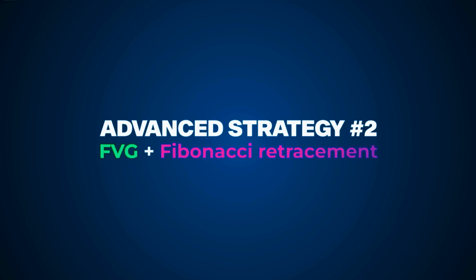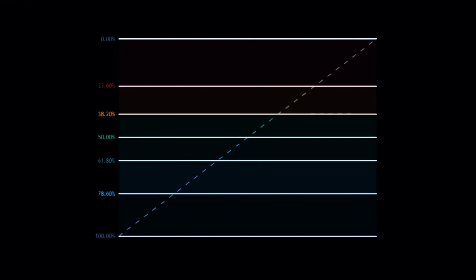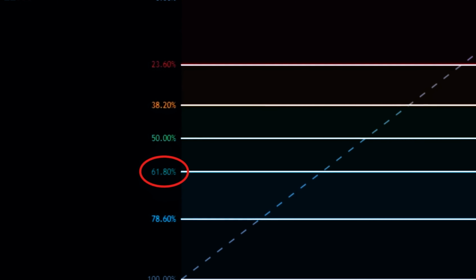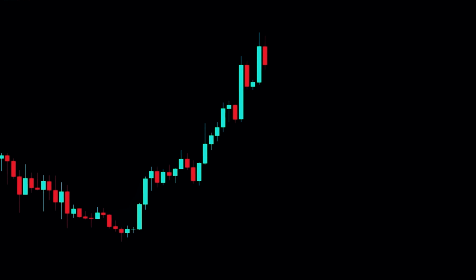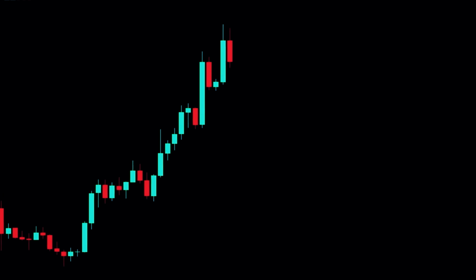Advanced strategy number 2. In this strategy, we're using fair value gaps in combination with the Fibonacci retracement tool. If you don't already know, Fibonacci retracement is a popular tool that uses horizontal lines to show areas of potential support or resistance. In this strategy, the 61.8% level on the Fibonacci tool, also known as the golden zone, is particularly important. So to combine fair value gaps with the Fibonacci retracement, we're using confluence between them.